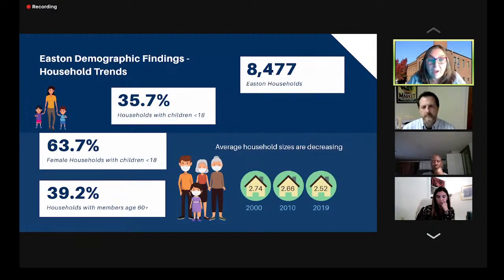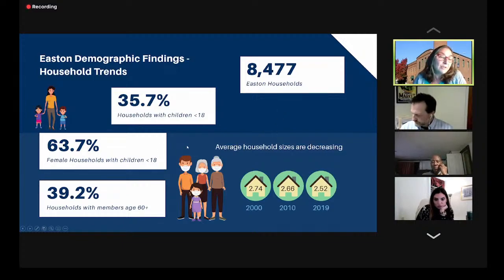Easton's demographics. These are just scratching some of the surface of the census data. Most of these numbers are 2019, except for the race and population, which is just the 2020, the new census, but very few statistics are 2020 at this point. There are 8,477 households in Easton. And of those households, 35.7% have children under the age of 18.